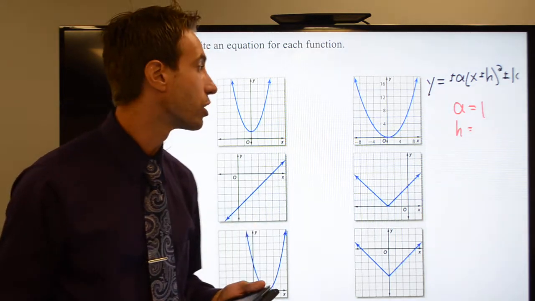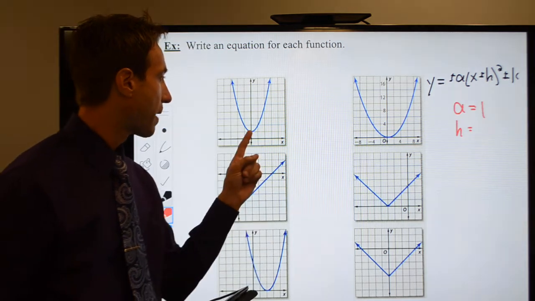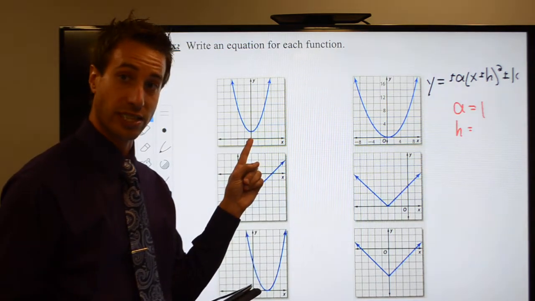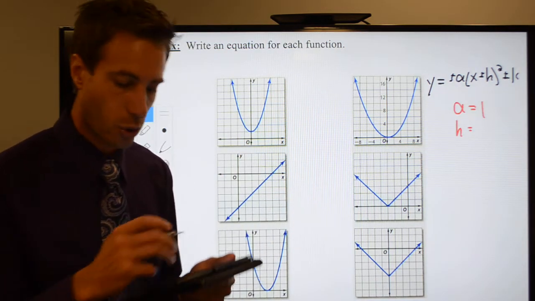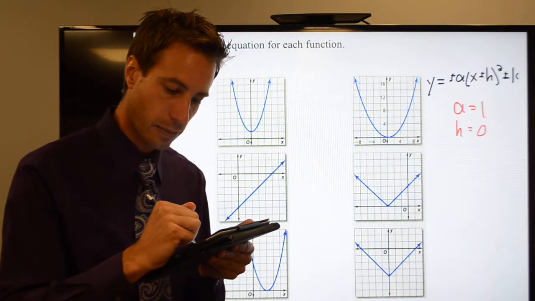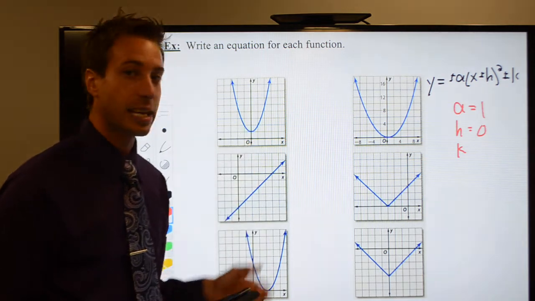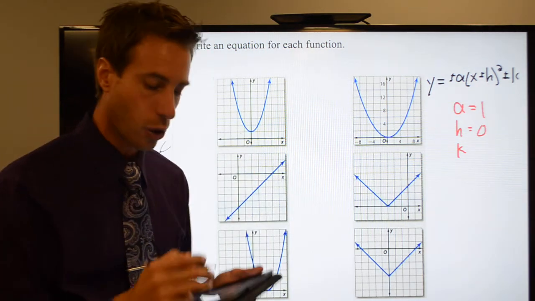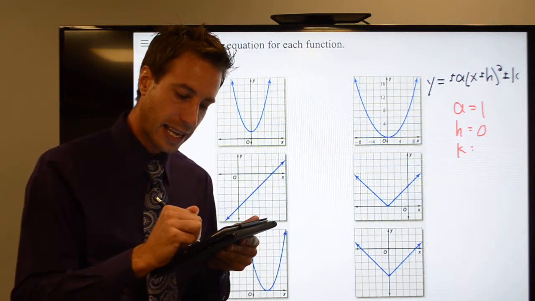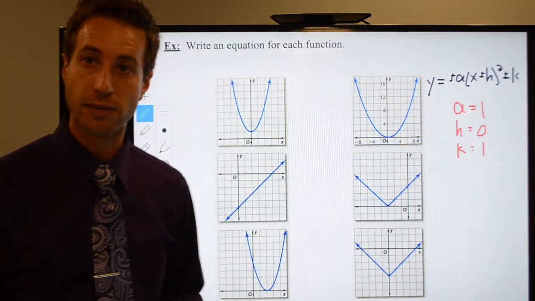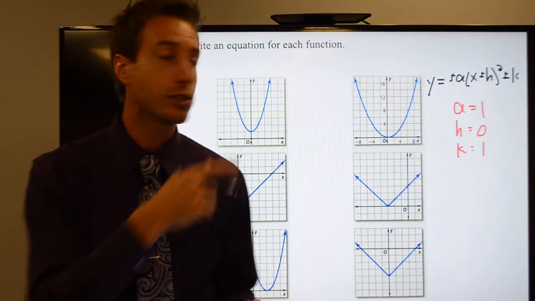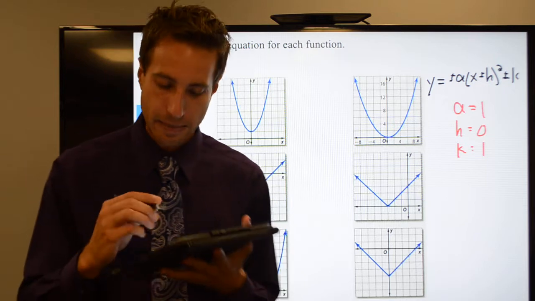What about H? Do I have a horizontal shift? Well, since my vertex is at x equals 0, I don't. There is no horizontal shift. H is 0. What about a vertical shift? Well, my vertex is at y equals a positive 1. That means I've shifted the whole thing up 1 unit. That means that k is equal to a positive 1. Plug all that stuff into our general equation and get me my answer.